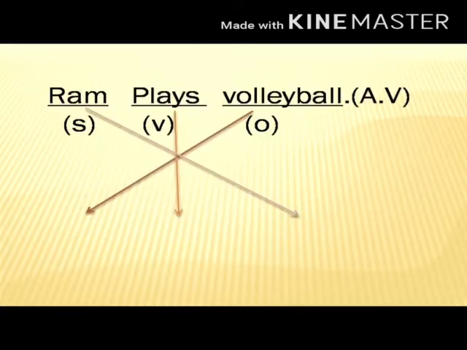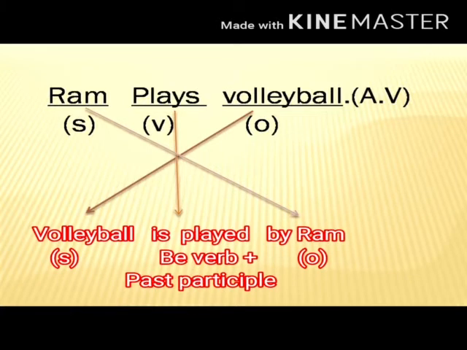Let's see how to change an active voice sentence into passive voice. Look at the sentence, Ram plays volleyball. Here, Ram is the subject, plays is the verb, volleyball is the object. And in the passive voice sentence, the object of the active voice sentence is changed as the subject of passive voice sentence. The object volleyball in active voice sentence is changed as the subject of passive voice sentence.